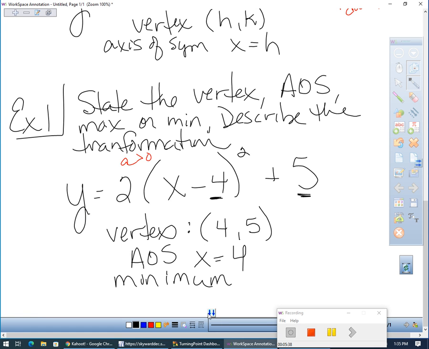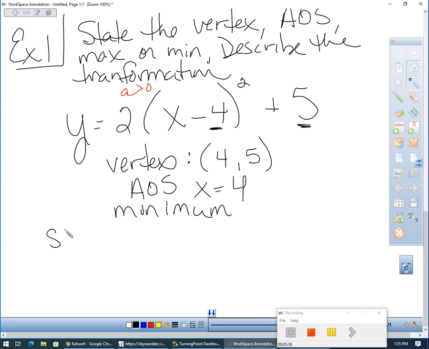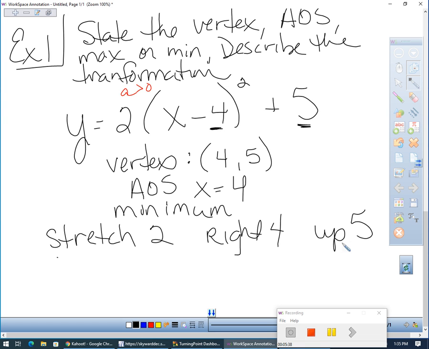And now we're going to describe the transformation. So, as you said, it is a stretch of what, Maya? Stretch of 2. This x minus 4 tells us we're going right or left? Right 4. And plus 5 at the end? Up 5. Very good. Again, remember, you can take what's inside here and set equal to 0 and solve it. Yep, opposite. Okay, let's do another one.